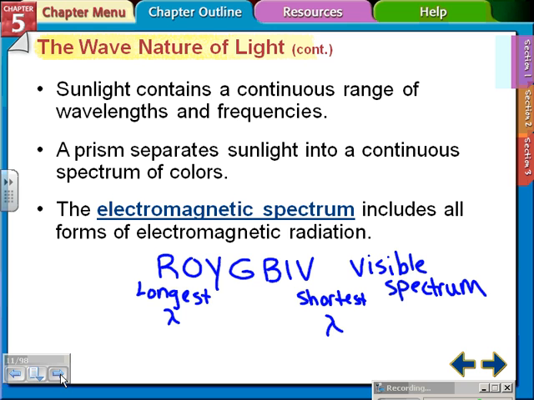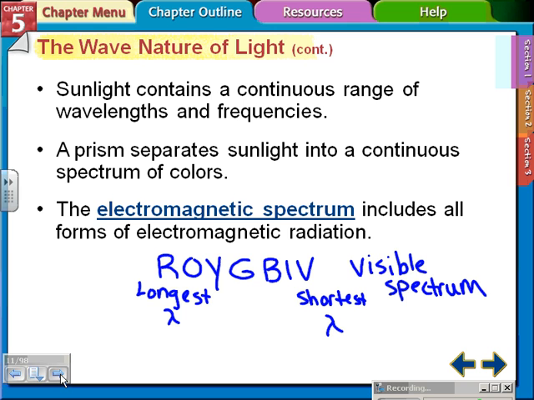And the reason that your eyes perceive different colors is because these different colors have different wavelengths. They're all traveling at the same speed, which is the speed of light. However, the wavelengths are different, therefore you perceive them as different colors. Your eyes and your brain are wired to perceive those wavelengths as different colors. So the longer wavelengths would be more towards the red end of the spectrum. The shorter wavelengths would be more towards the blue, indigo, violet end of the spectrum.